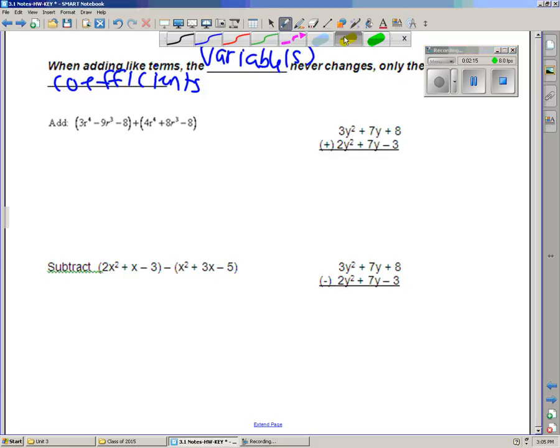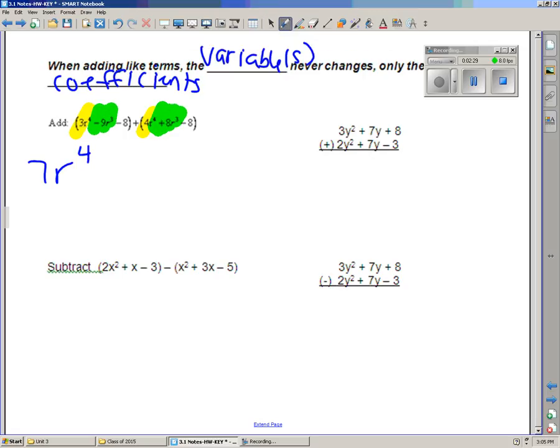So this first one they're telling you to add. Well, I've got r to the fourths, r to the fourths, which means I have a total of 7 r to the fourths. Then you have negative 9r cubes and positive 8r cubes. So in this case, you have negative 1r cubed. You don't need the 1, it's okay. And then for coefficients, you have negative 8 plus negative 8, and that should give you negative 16. So in combining like terms, you've got 7r to the fourths, negative 1r cubes, minus 16. So that's going to be set up as, that's the horizontal approach.